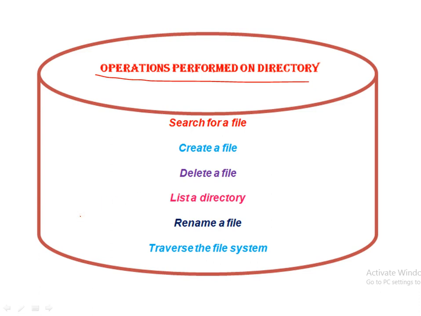Next, create a file. Create a file means new files need to be created and added to that particular directory. Next, delete a file. When a file is no longer needed, we should be in a position to remove it from the particular directory. Next, list a directory. We need to be able to list the files in a directory and the contents of the directory entry for each file in the list.